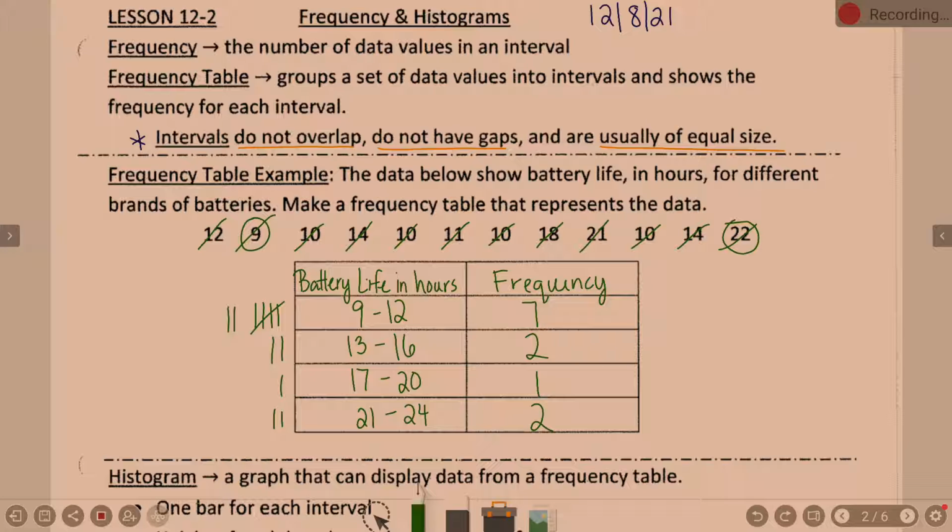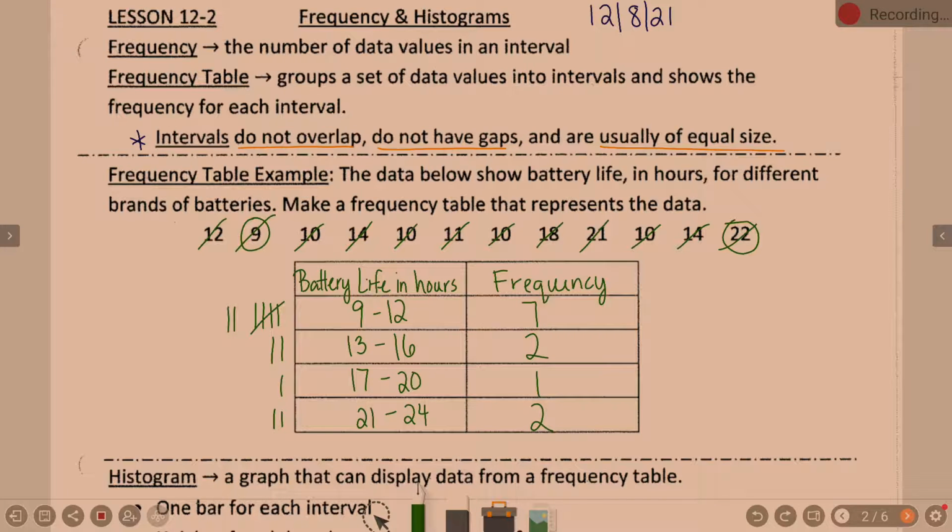I went through and set up the homework. I'm honestly not exactly sure, but I think you have to set up a frequency table. I don't think you're just answering questions on it. I think it's a little bit of both. They could ask you, where was the most battery life? Well, it falls into the 9 to 12 because there were 7 times it occurred here. Those types of questions. Okay, so that's the basic idea of a frequency table.